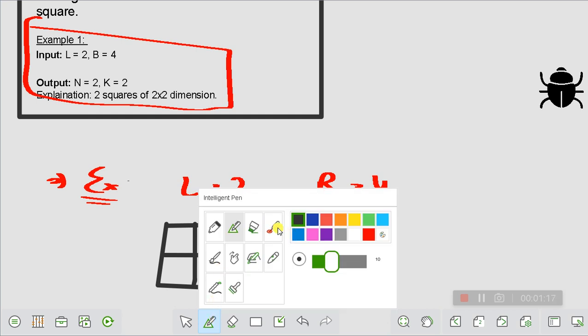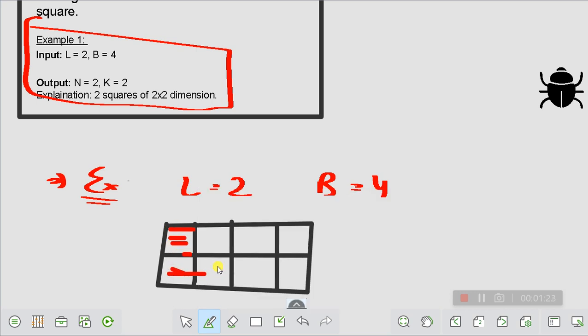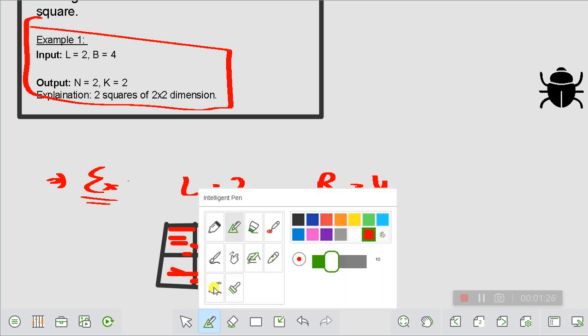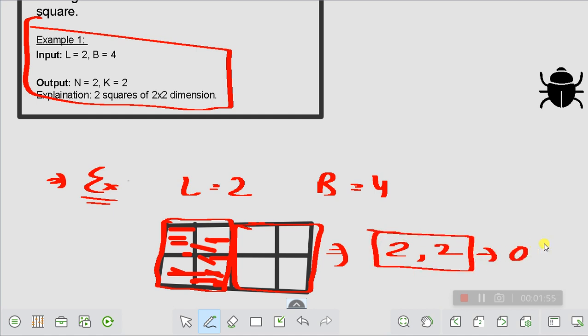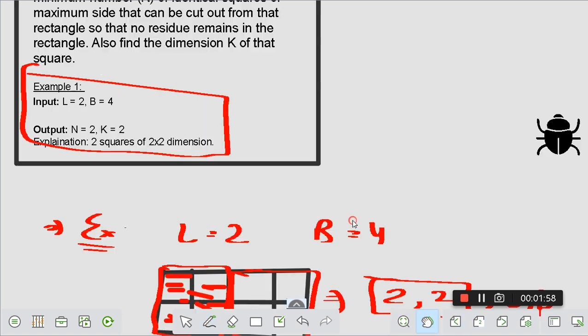The first square that I'm going to take is like this square, and after that the second square that I can take is this square. So I can cut it into two squares of size 2 cross 2 so that no residue remains. What I'm going to return is the total number of squares, which is 2, and the dimension of one square, which is 2 cross 2. I'm just going to represent it using a single 2. So this is going to be my output. I hope you guys are clear with the problem statement and the example.